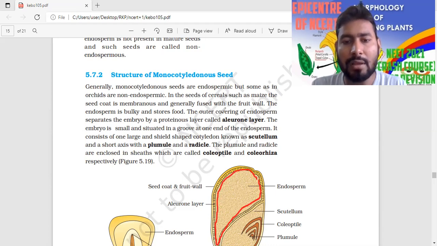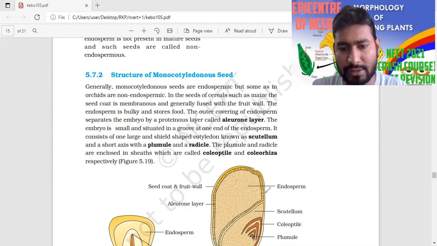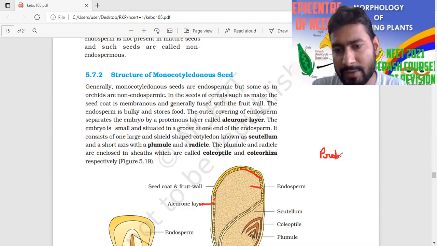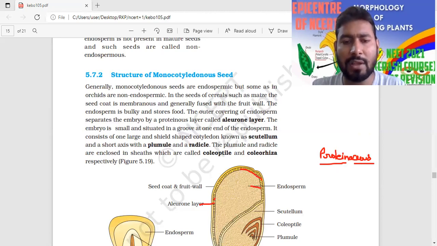The outer covering of the endosperm separates the embryo by a proteinaceous layer called the aleurone layer, which is very important. This aleurone layer is the outer covering of the endosperm, and it is a PYQ. It is made up of proteinaceous substance.